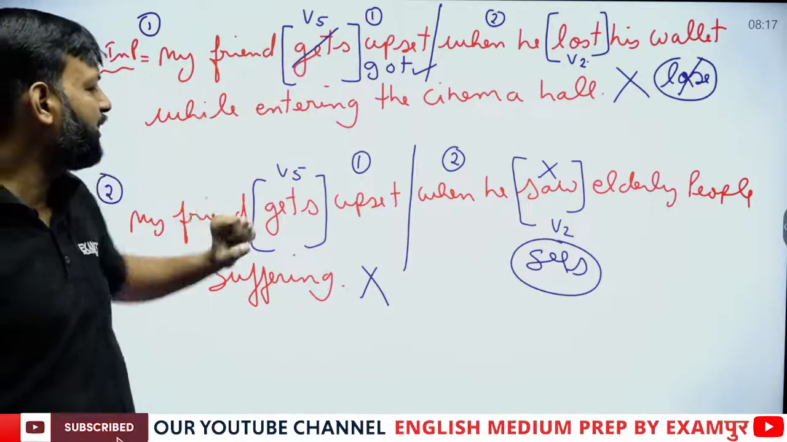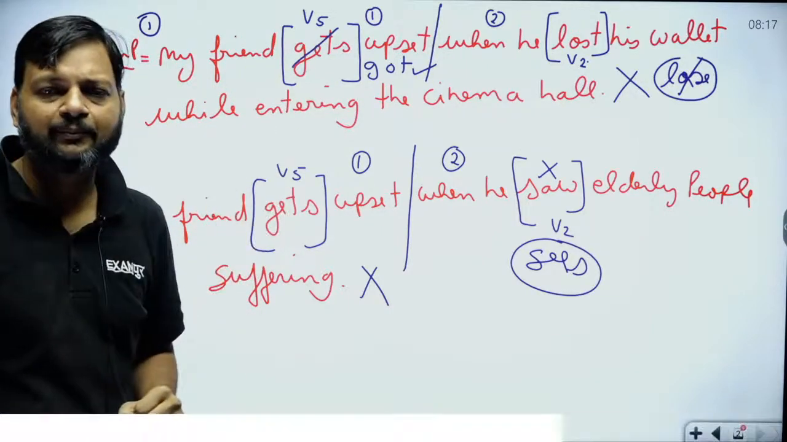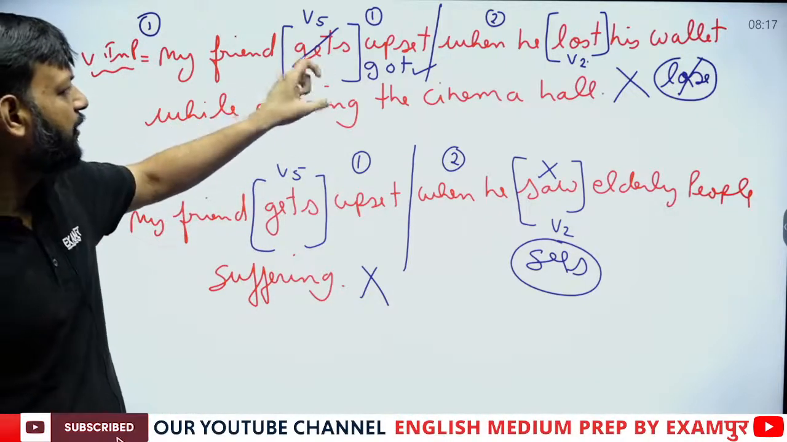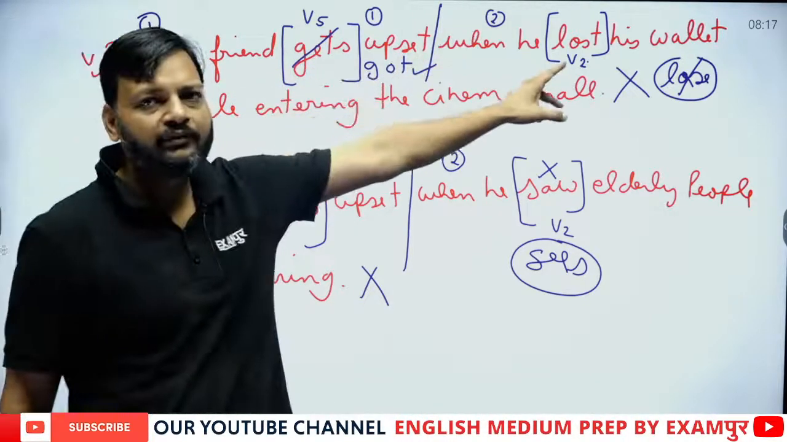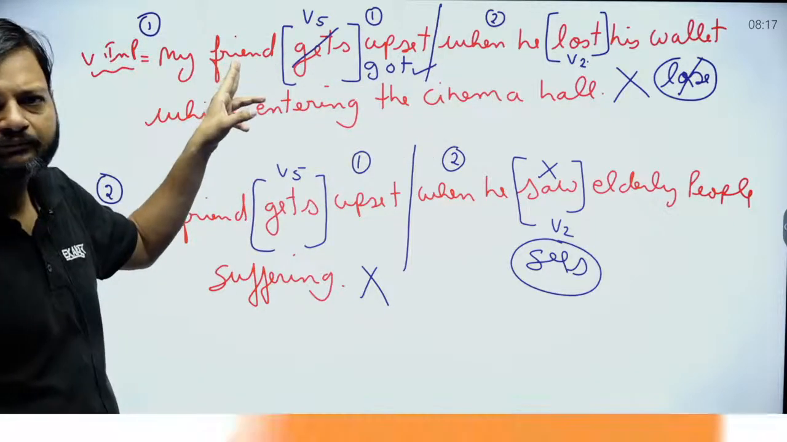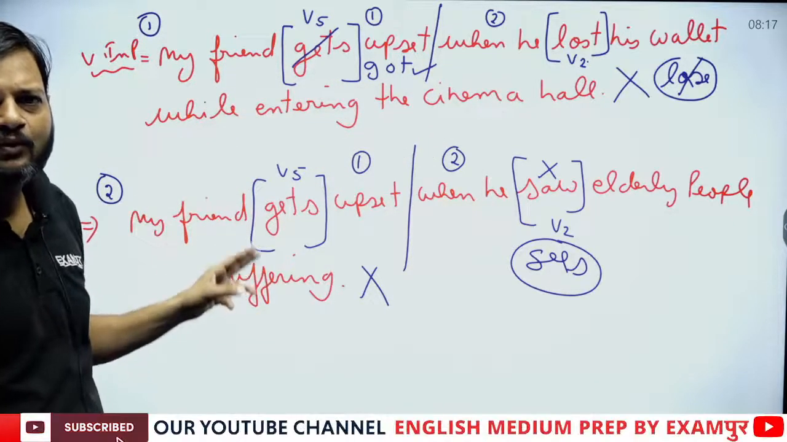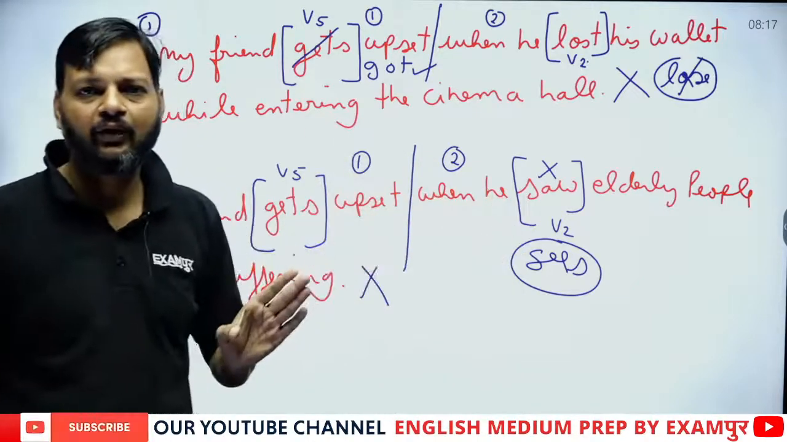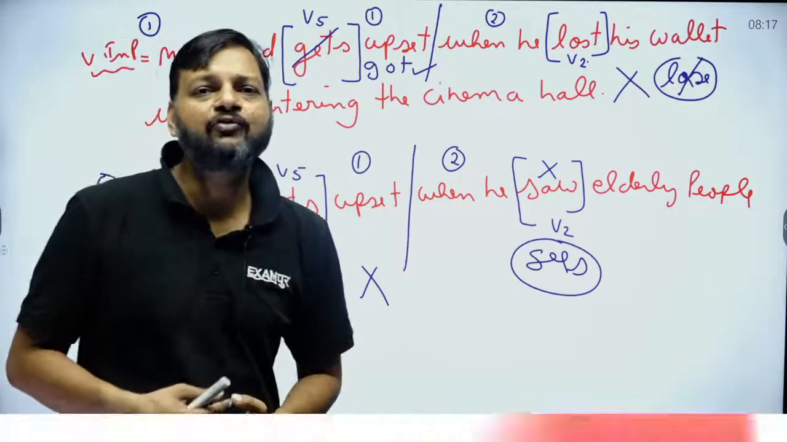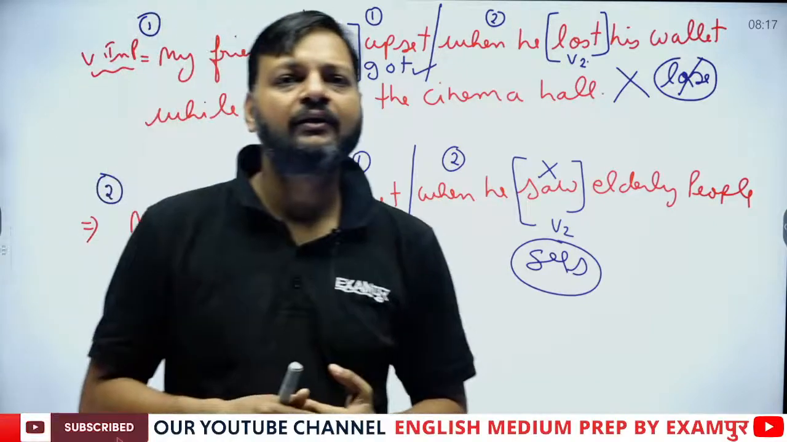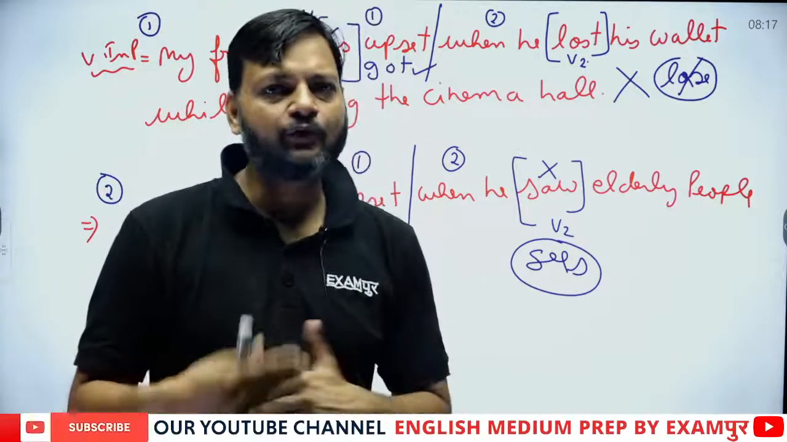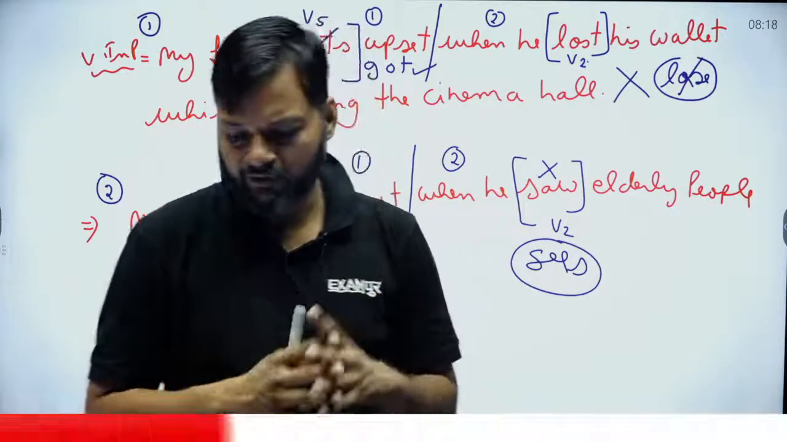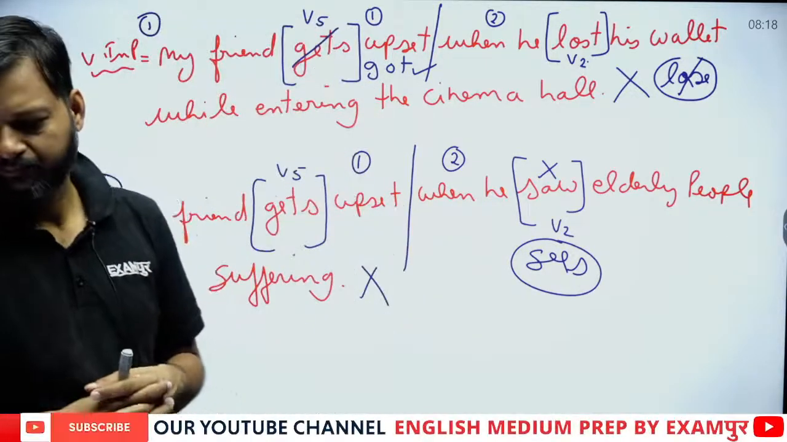Okay, so first part of both the sentences is same: my friend gets upset. But in the first sentence, we did not change the second verb, we changed the first verb. And in the second sentence, we did not change the first verb, we changed the second verb. Because you have to see whether the sentence is a routine action or not. So this was something very important.